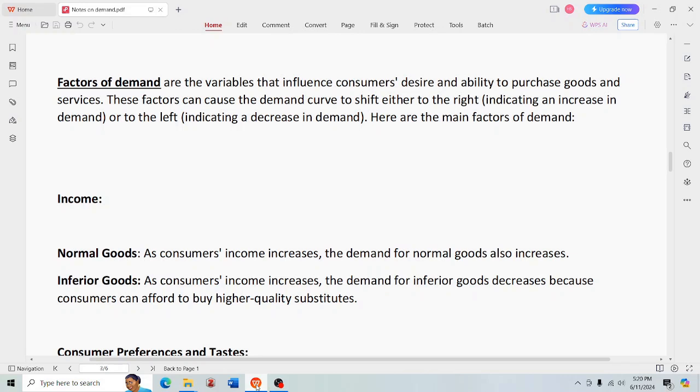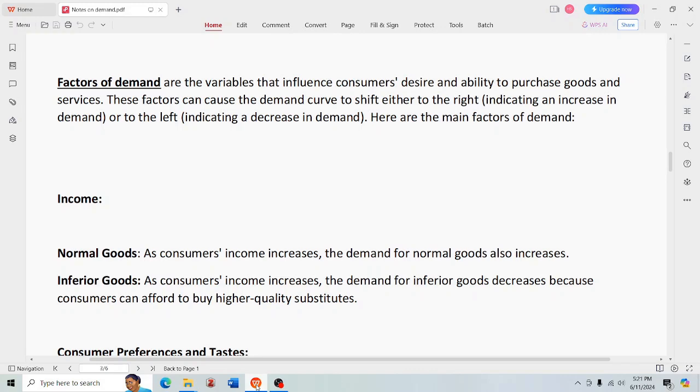For example, before, in the breakfast you used to eat a burger, right, which is like $2. But when your income has increased, now you're buying a pizza which is like $4. So in this case, the pizza is a normal good, because as your salary or income has increased, the demand for the particular good has also increased.